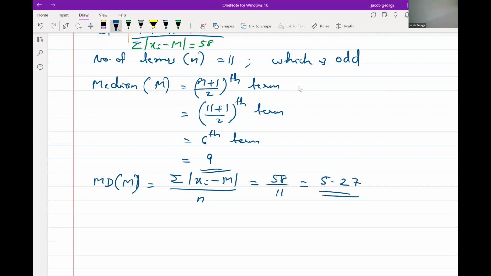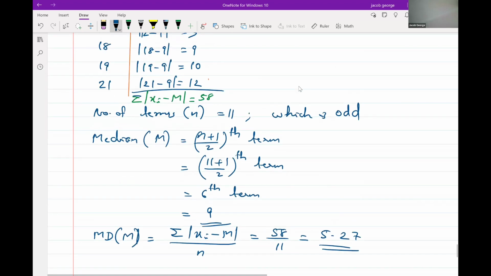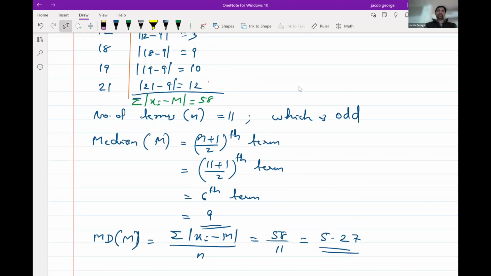Any doubts, children? All of you understood? Okay. So we do one more question. In that question, the number of terms will be even. When the number of terms is even, how do you calculate the median? There are two middle terms, n by 2th and n by 2 plus 1th term. You will find the mean of the two middle terms. Before that, all of you completed this? From online responses, please. Did you complete this one?